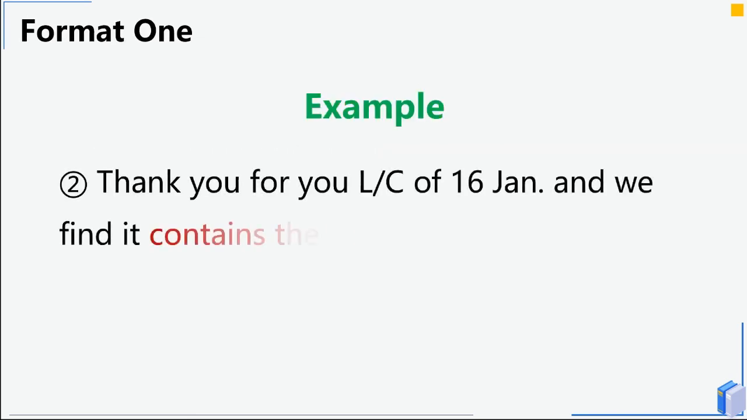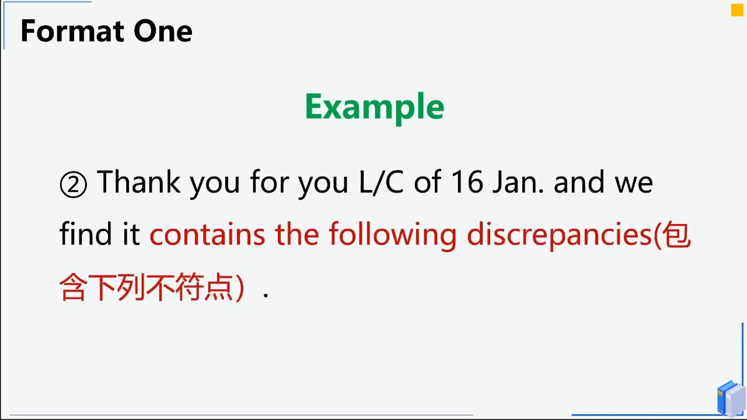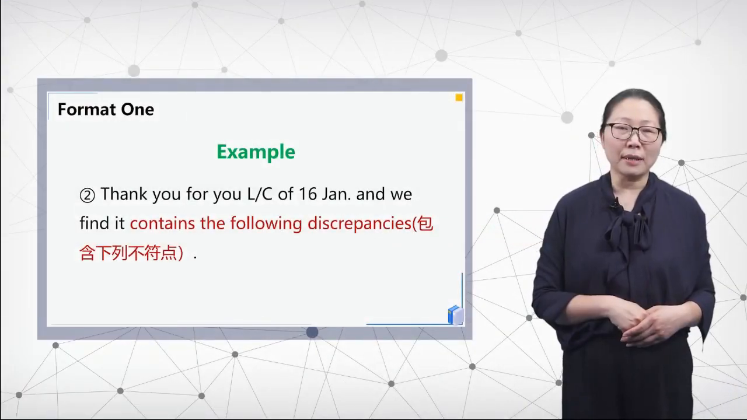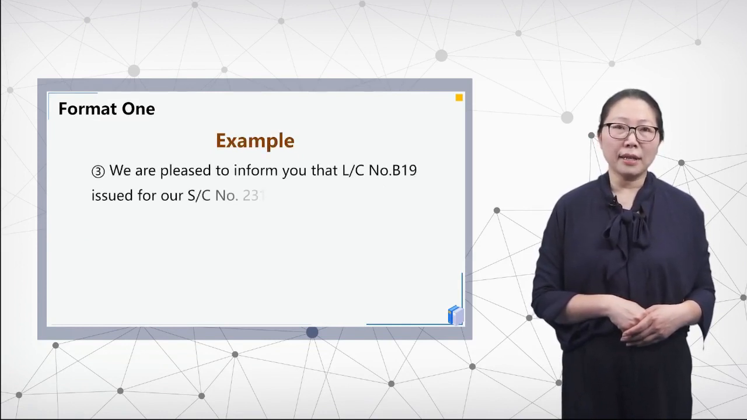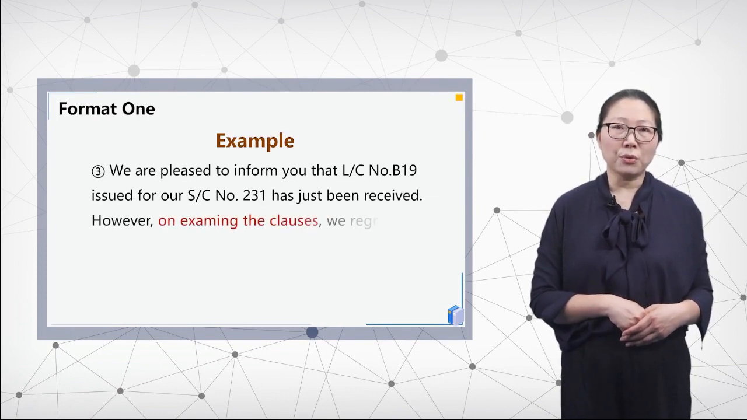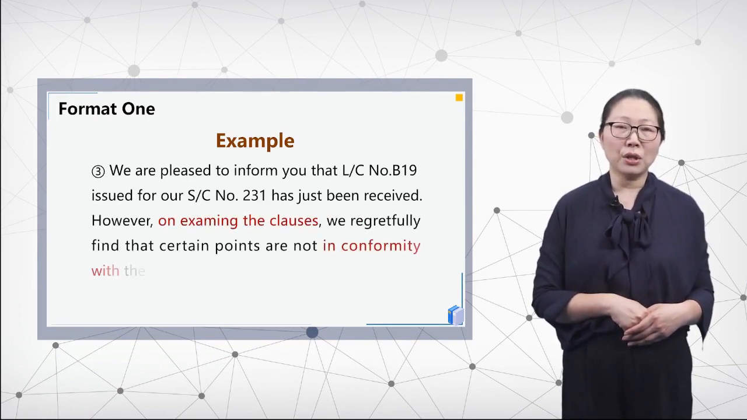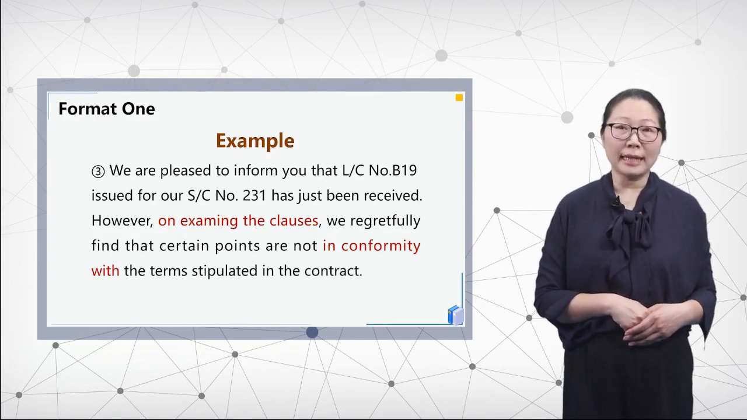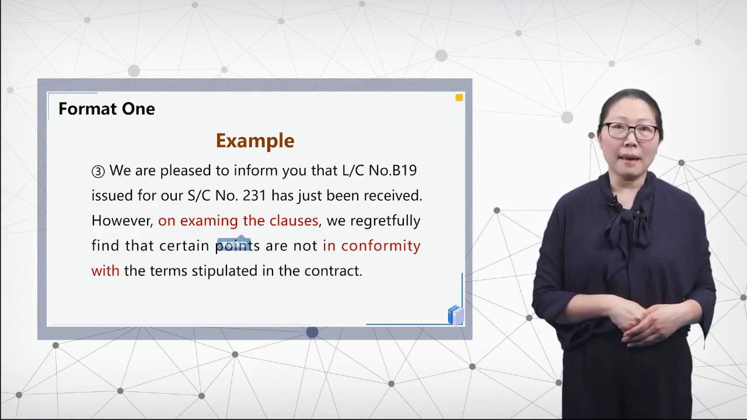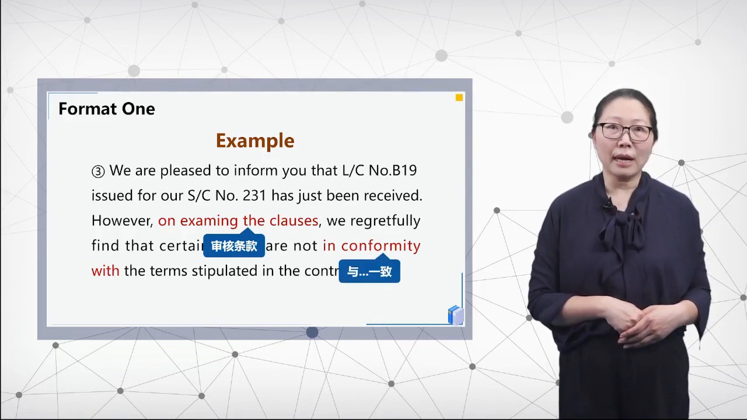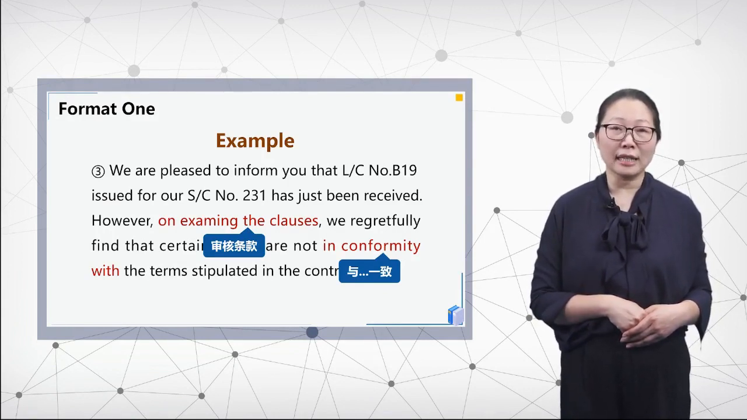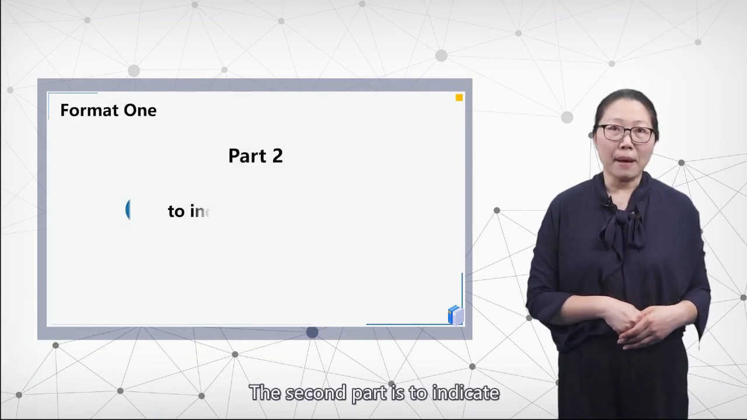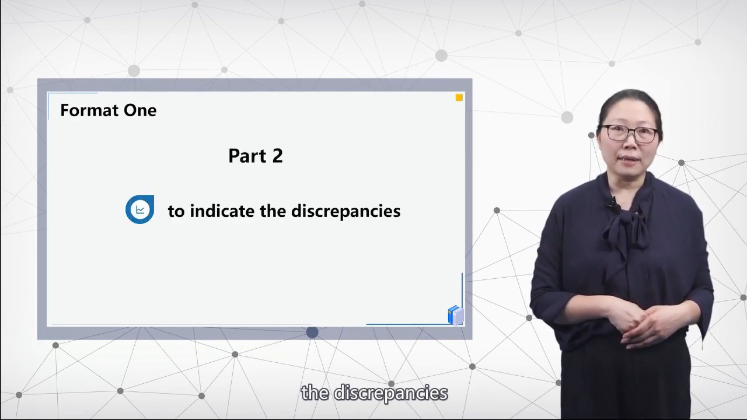Thank you for your LC of January 16, and we find it contains the following discrepancies. We are pleased to inform you that LC number B19 issued for our SC number 231 has just been received. However, on examining the clauses, we regretfully find that certain points are not in conformity with the terms stipulated in the contract.